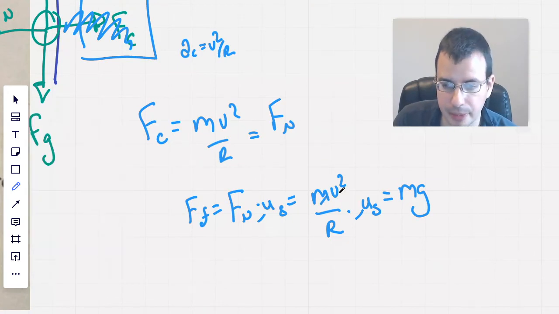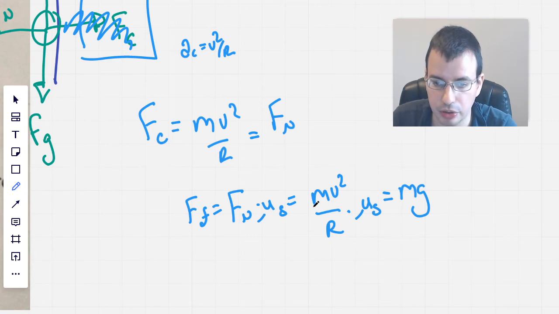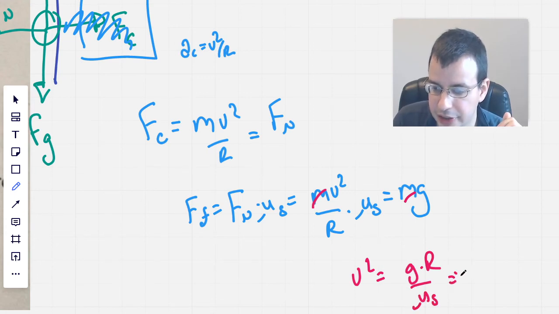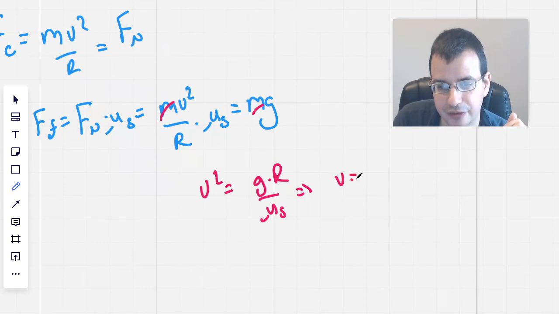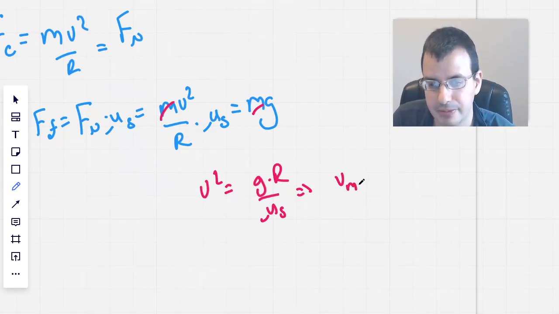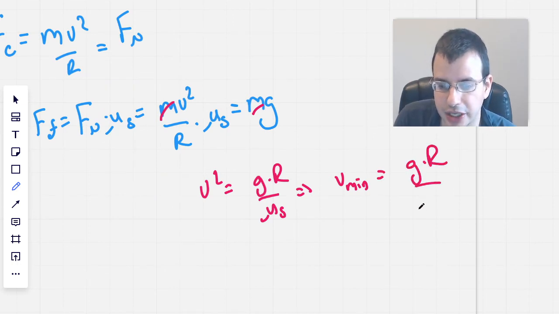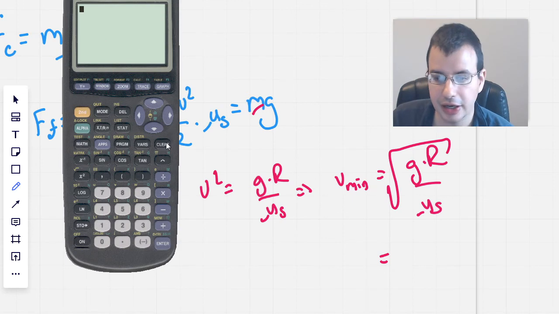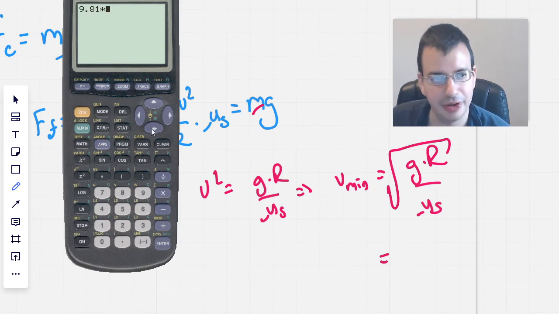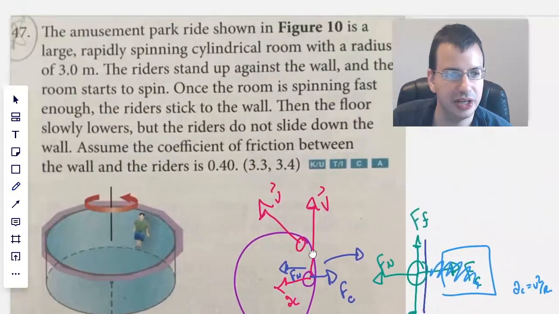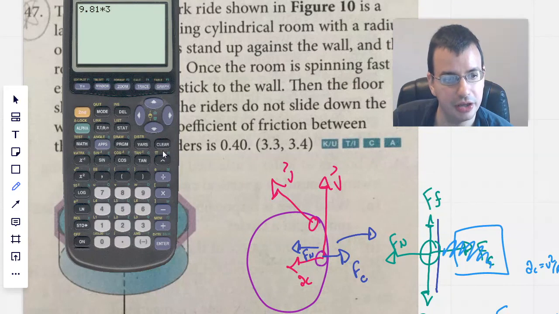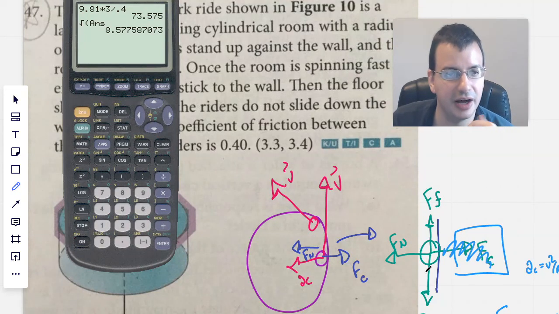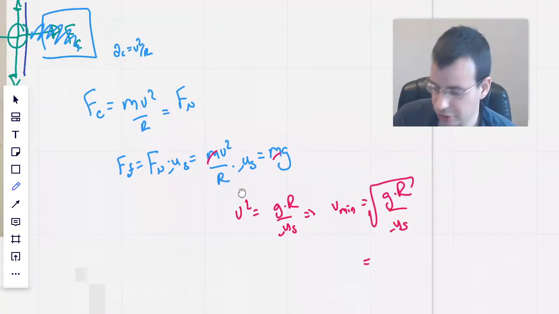Take it one more step. v squared equals gravity times radius over mu s, the static coefficient of friction. Therefore, the minimum velocity equals the square root of gravity times the radius over mu s. Let's get out our calculator: gravity, I'm going to say 9.81, we could say 9.8, probably even 10, times radius, which was 3, I think, divided by the coefficient of friction, which is 0.4. Dividing by it actually makes the whole thing bigger. Square root, second answer: 8.58 meters per second, which seems pretty quick.